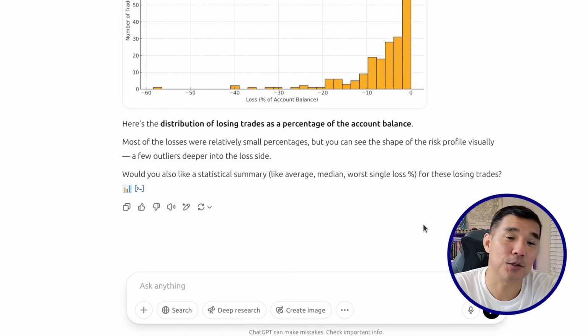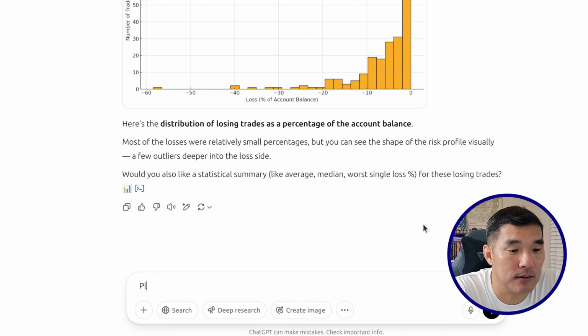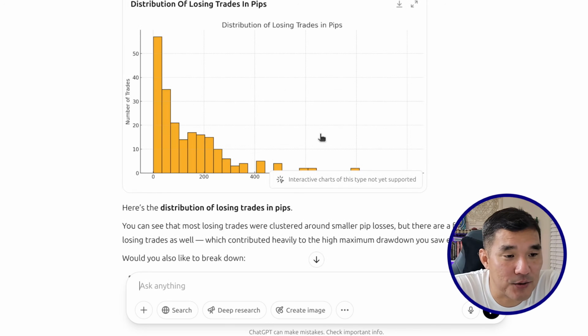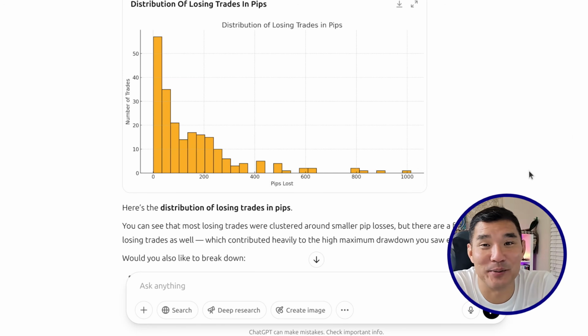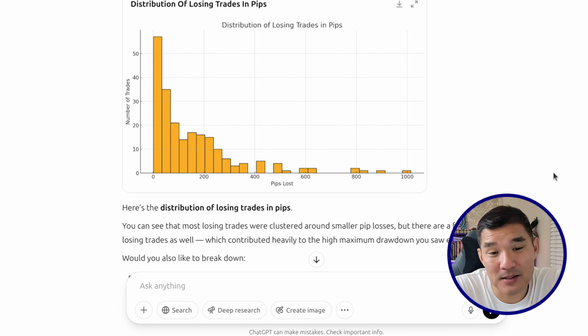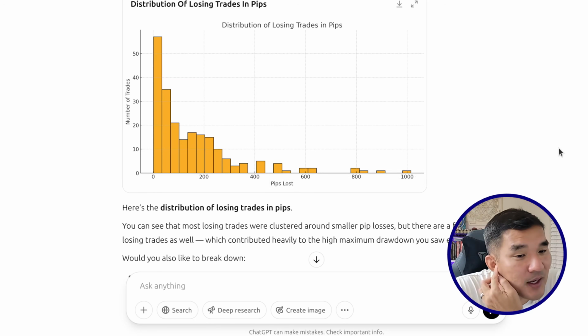So I could also show this as a number of pips. So please show me a graph of the losing trades in pips. Okay, so some of the trades went to 800 pips. There's one that was 1,000. That was the one that really tanked the account. So a potential optimization that you could do here possibly is to maybe set a stop loss at 600 pips, like a worst case scenario stop loss, and see how that goes.